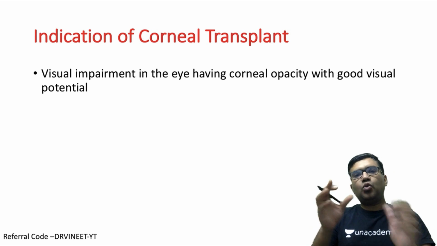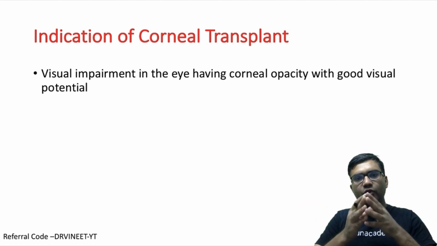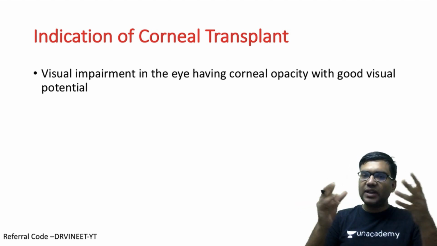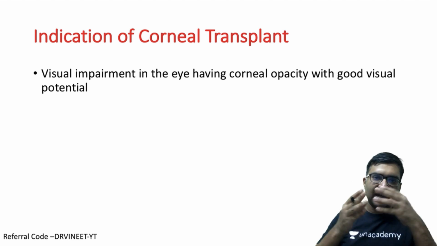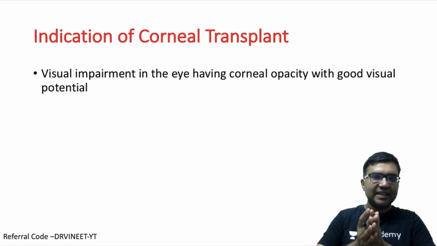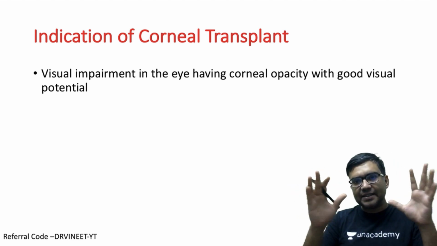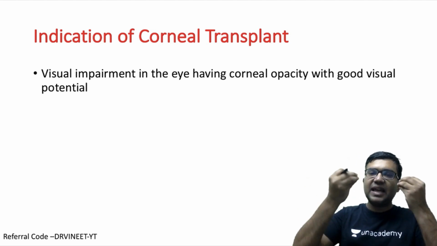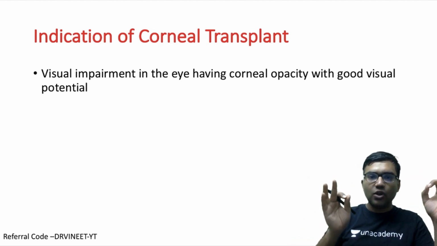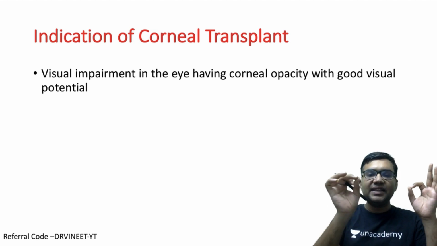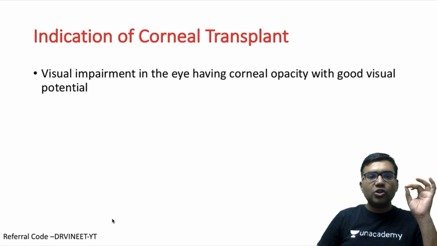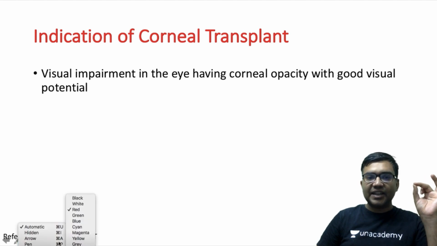In the Extra Edge in Ophthalmology series, today we would talk about the corneal transplant. First of all, what is the indication of doing a corneal transplant? Let's say you have a corneal opacity, and this corneal opacity is basically hampering the vision that goes inside. So the visual impairment in the eye having a corneal opacity, this is the indication.